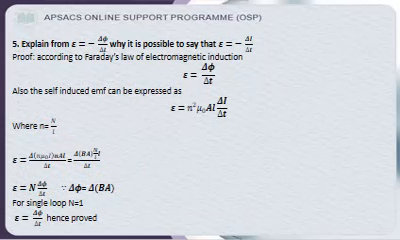Next question, it is basically a proof and it is one of the most important concepts regarding electromagnetic induction. Explain from E equals minus delta phi upon delta t why it is possible to say that E equals minus L delta I upon delta t. So in this equation, this is basically Faraday's law of electromagnetic induction, we know that, and this is the self induction.